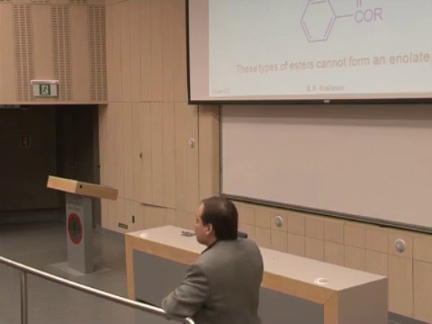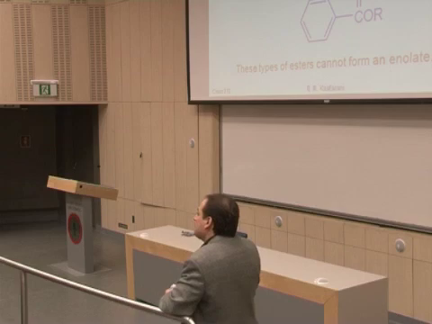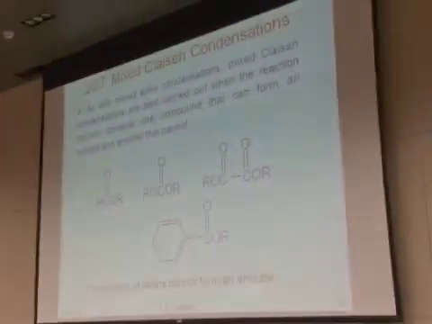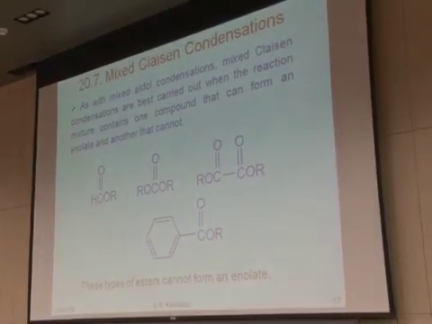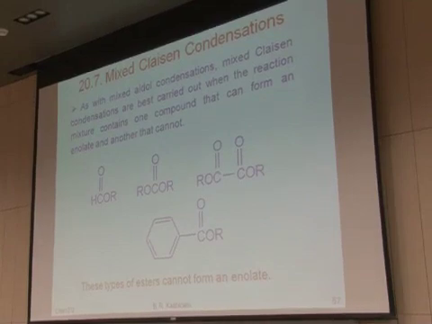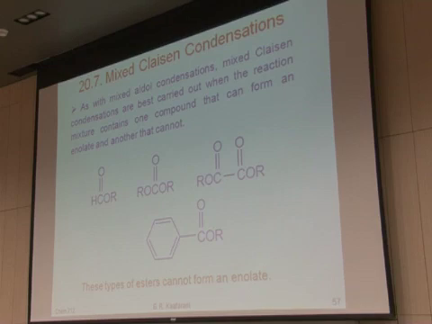In this case, you need to use an ester that cannot generate an enolate. It's similar to the case of mixed aldol condensation. So these esters do not have any alpha hydrogens and therefore cannot generate an enolate. So these esters are ideal for mixed Claisen condensation.